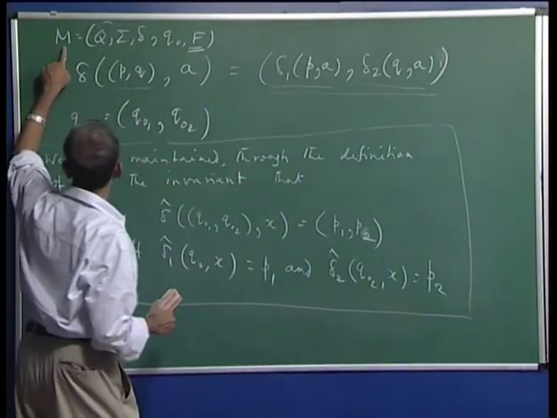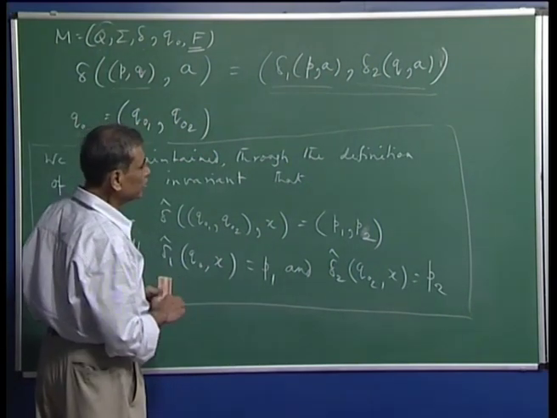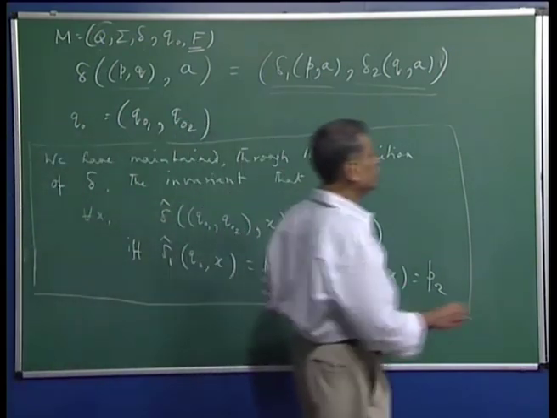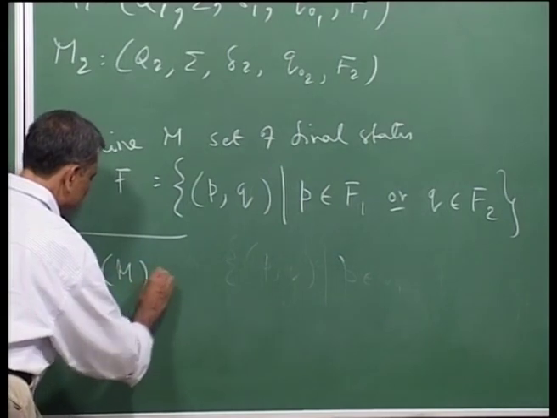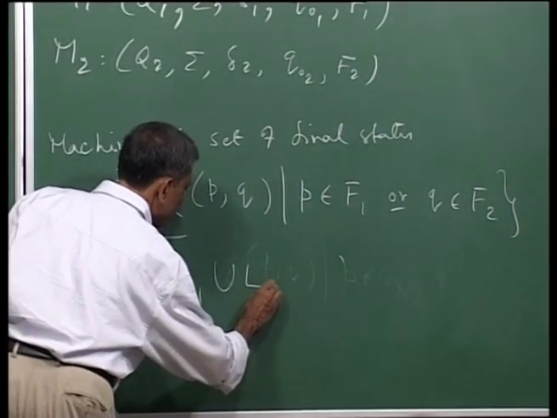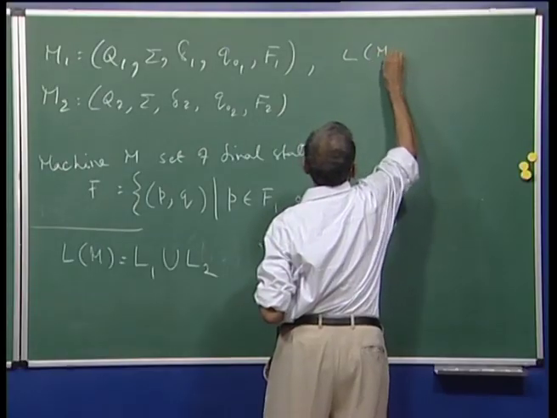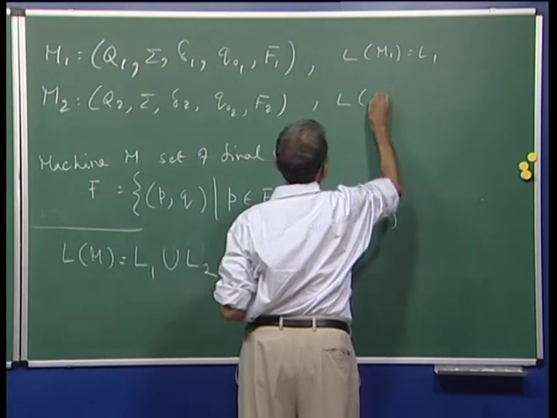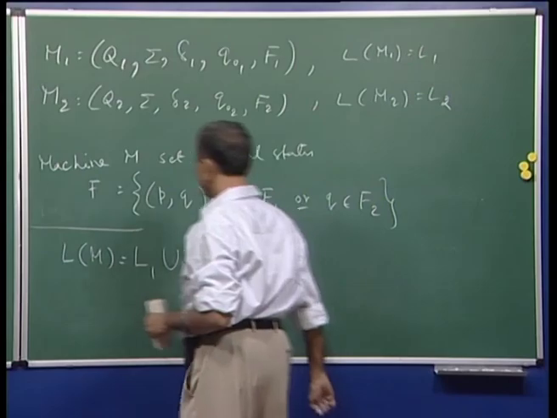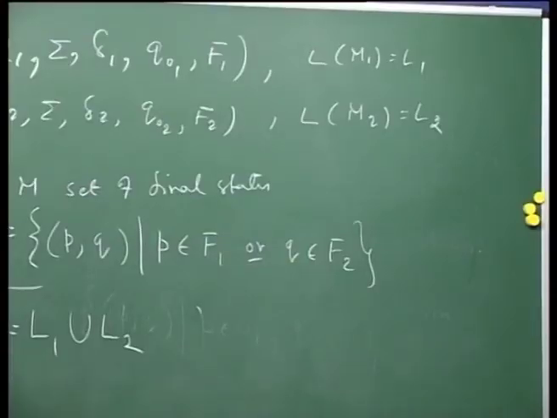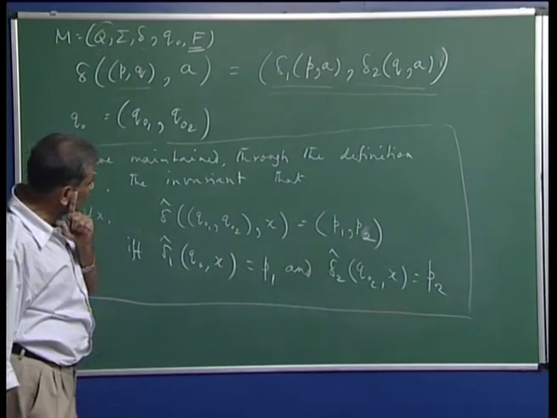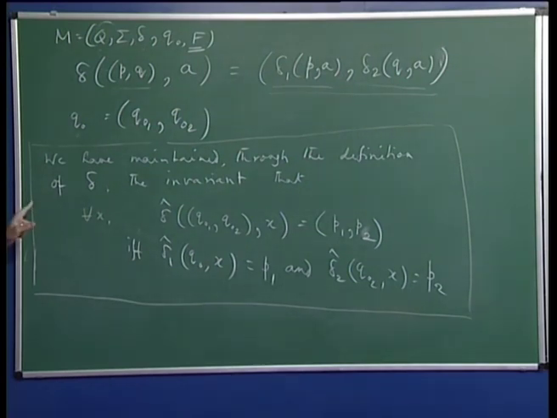So, now I have completely specified the machine M in this manner, and you should be able to see that the language accepted by M is the language L1 union L2. Remember, L1 was the language accepted by M1. So, L(M1) by definition was L1 and L(M2) was L2. We define the machine M in this manner, and therefore, this new machine M is going to accept L1 union L2.